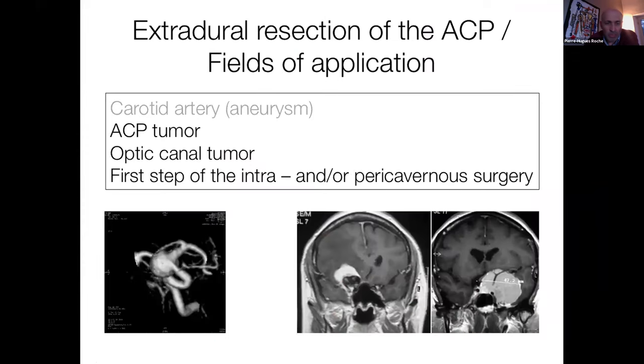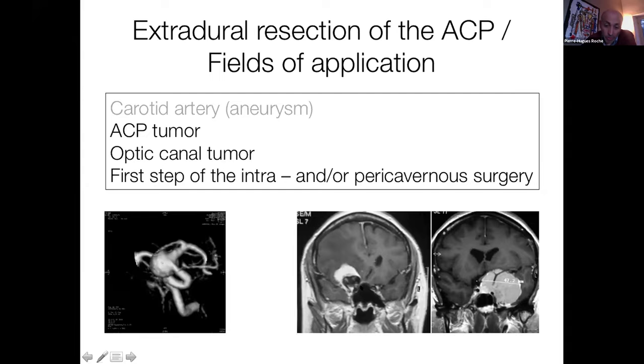What about the ACP resections? Of course, we know, you see on the left side, the left panel on the bottom of my screen here, this is a giant carotid ophthalmic aneurysm. In order to get the proximal and the distal control, in order to expose all the neck of the aneurysm, of course, the ACP resection is mandatory in this case if you want to manage properly this aneurysm. Nevertheless, for meningiomas, they are, of course, excellent indications for the ACP resection.